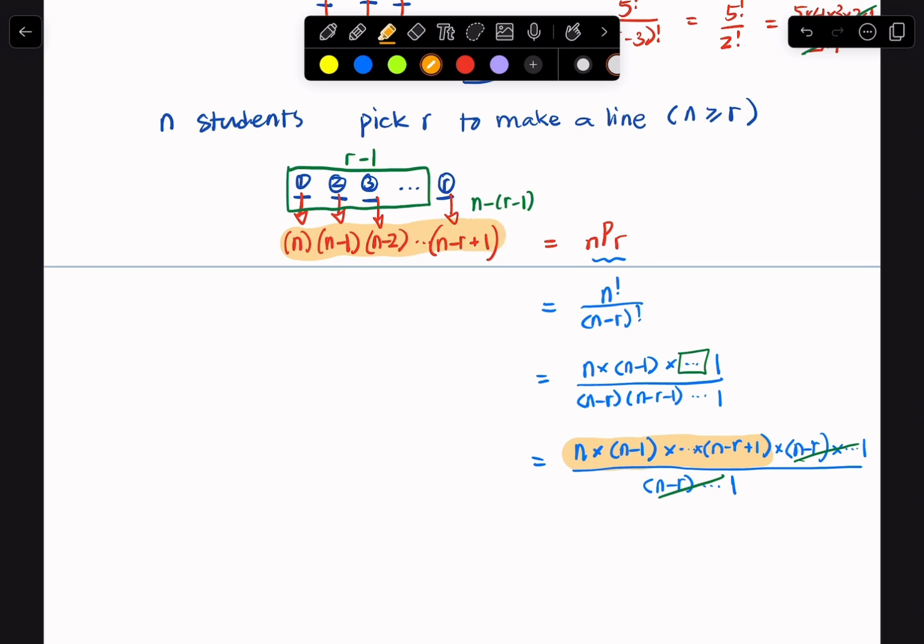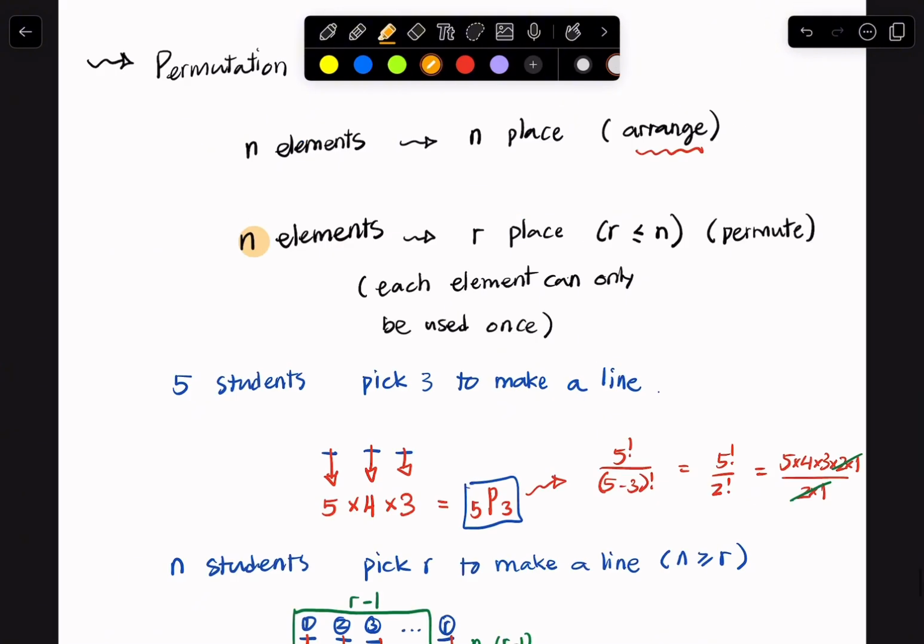Okay, so now we can make our conclusion. This time I have n elements, and I have r spaces, which could be a smaller number than n. And we also know that each element can only be used once. So in this case, the number of ways to do so will just be nPr.